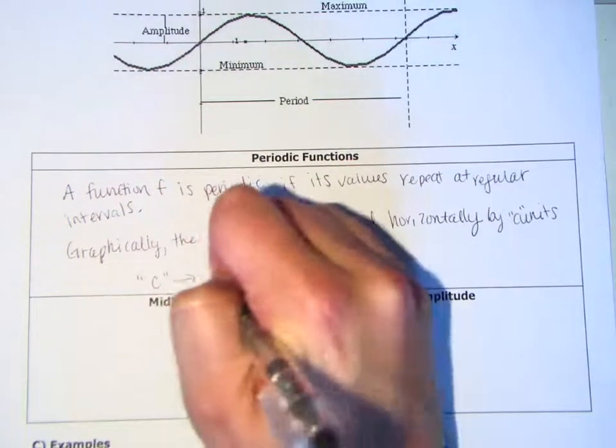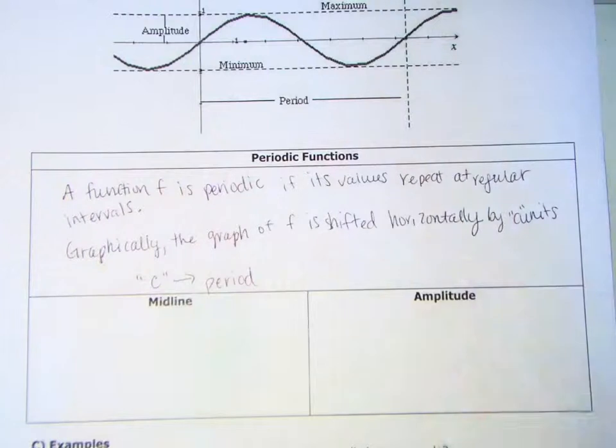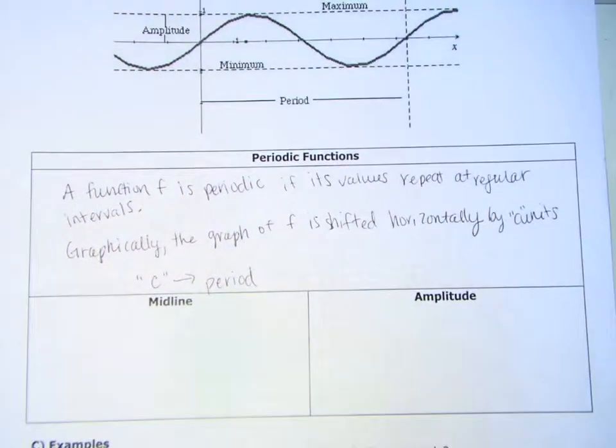That value of c is what we call the period. And we'll look at that here on this picture in just a second. That value of c, the amount by which we shift the graph over, is the period.